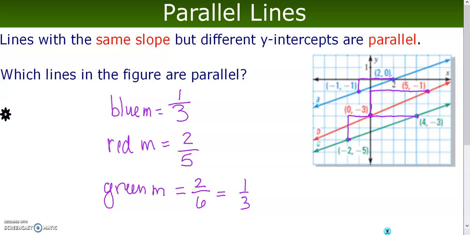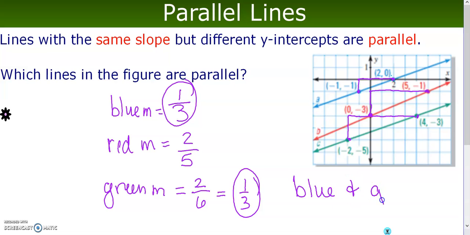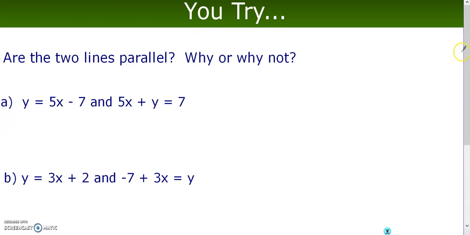Which lines in the figure are parallel? So we've got our same slope here. So the blue and the green lines are parallel. And I'm going to use the parallel symbol there. Blue and green are parallel. And why are they parallel? Because they have the same exact slope and their y-intercepts are different. If they had the same slope and the same y-intercept, they would be the same line.